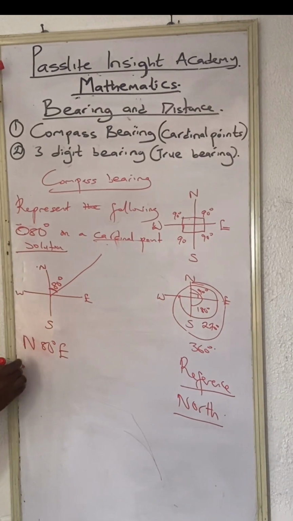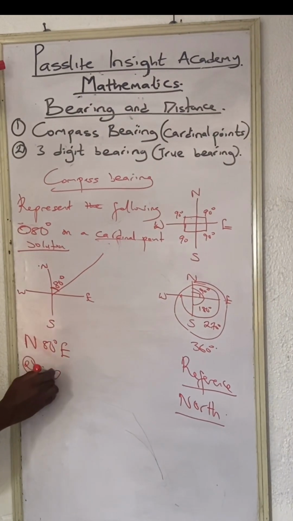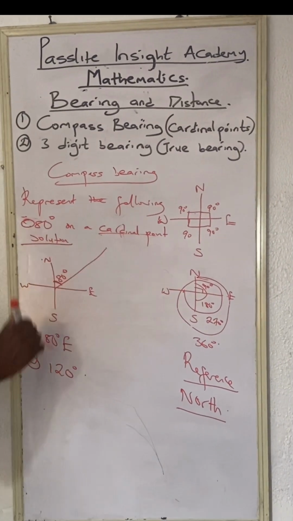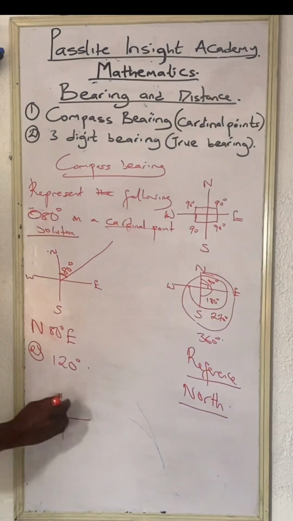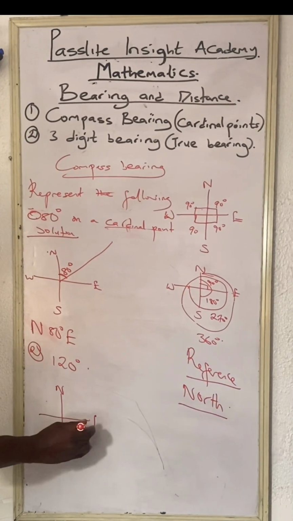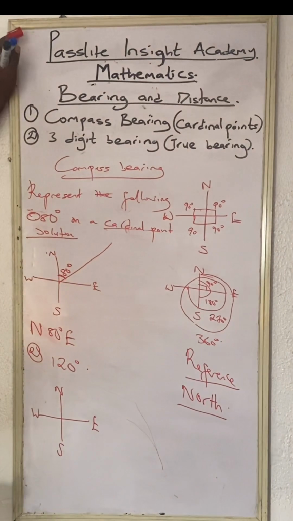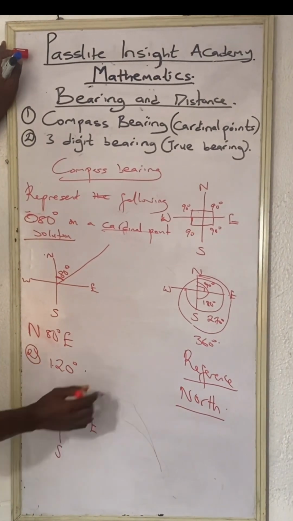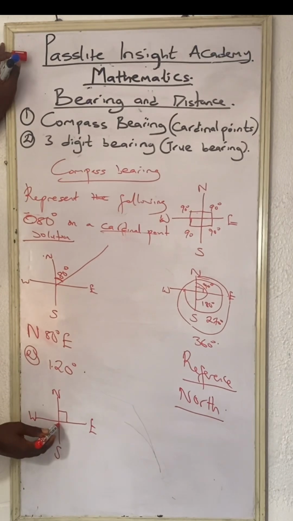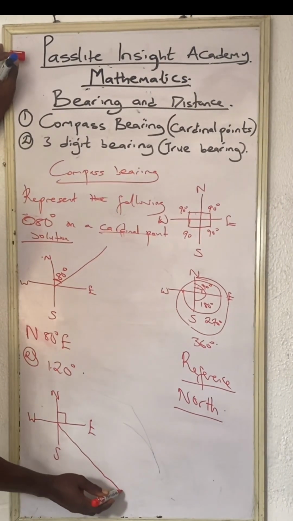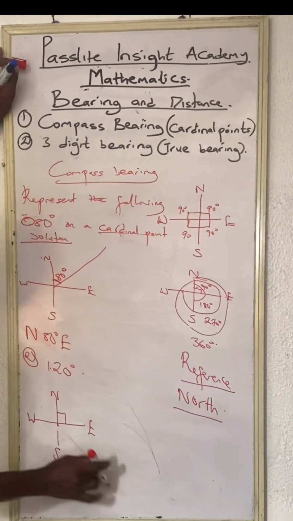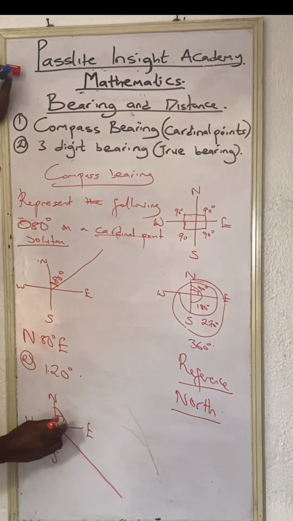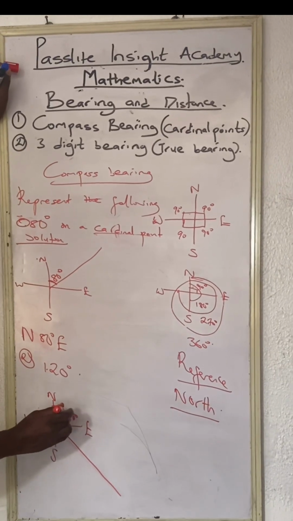If you have another question like this, probably they ask you to do 120 degrees. The same thing, represent it on cardinal points. Just do it this way: your north, your south, east, and west. When you have something like that, 120, from here to here is 90. I've explained that already. So 120 will be on this side. This is 120. From the beginning to this point is 120 degrees.